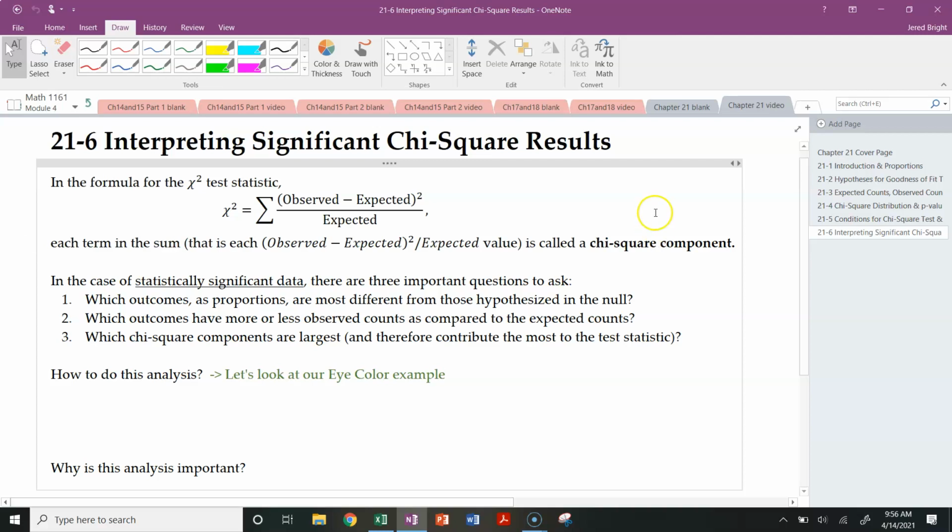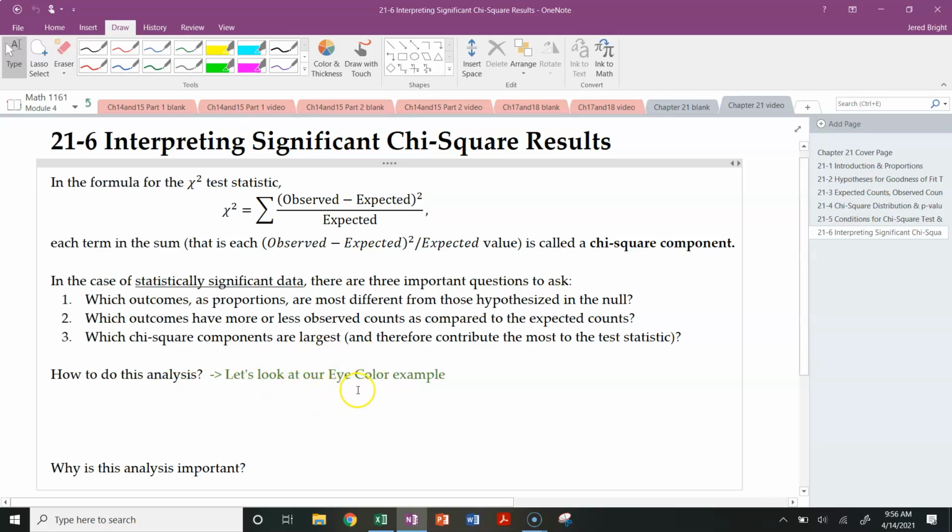So when we do next steps and further analysis, we have three questions we want to ask ourselves. First, which outcomes differ the most from the hypothesized null? Second, in the same vein, looking at observed counts and expected counts, which ones have more or less observed counts than what we expected? And thirdly, which chi-square components are largest. Each one of these is really saying the same thing in a different way. So how do we perform this analysis?